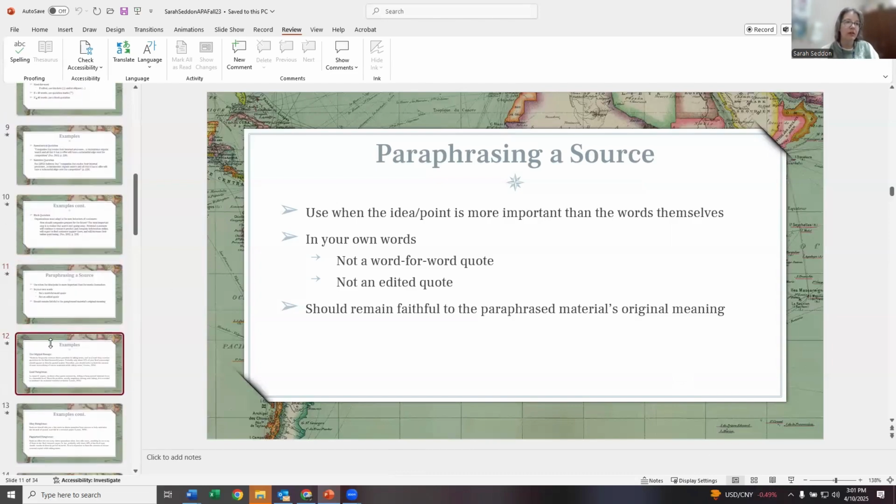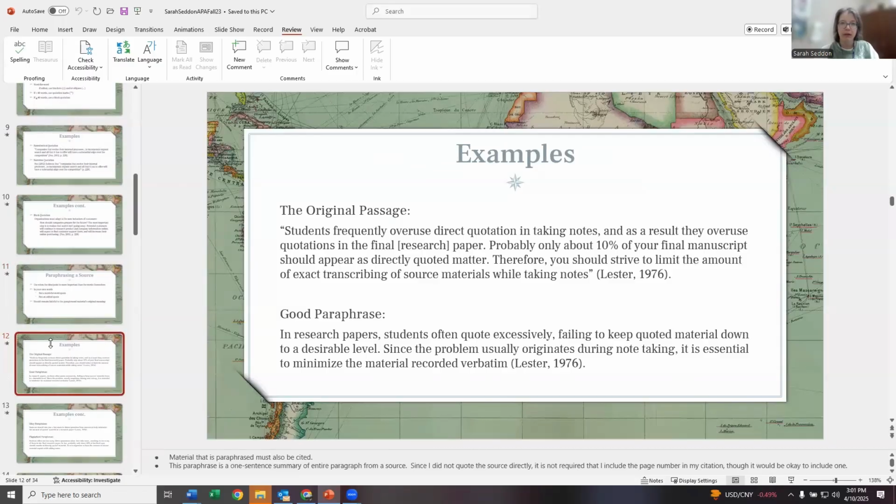Okay, so here are a few examples of paraphrases. In this first slide, you can see the original passage, and then underneath it, you see an example of a good paraphrase. In the good paraphrase, you can see that the paraphrase is hardly using any of the same words as the material being paraphrased, yet the idea, the meaning of the original passage comes through just fine.